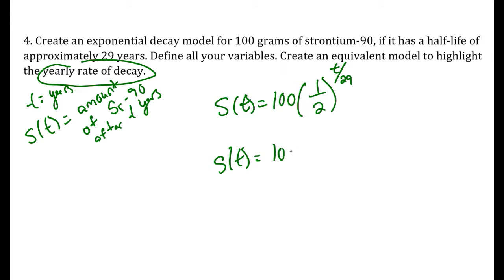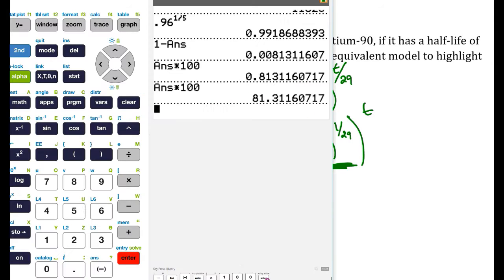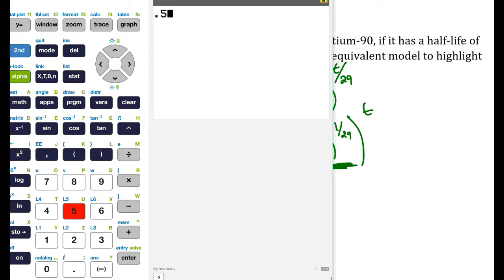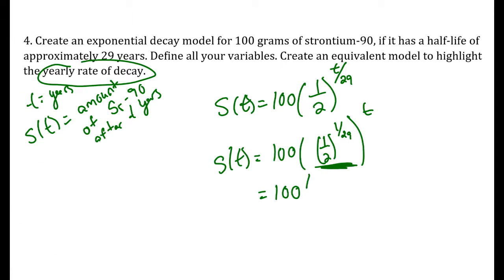S of t equals 100 times 1/2, and I'm going to raise that to the 1 over 29, to the t. That'll highlight, this here is going to tell me the yearly rate of decay. So 1/2 to the 1 over 29. What's the 29th root of 1/2? 0.976, let's say.